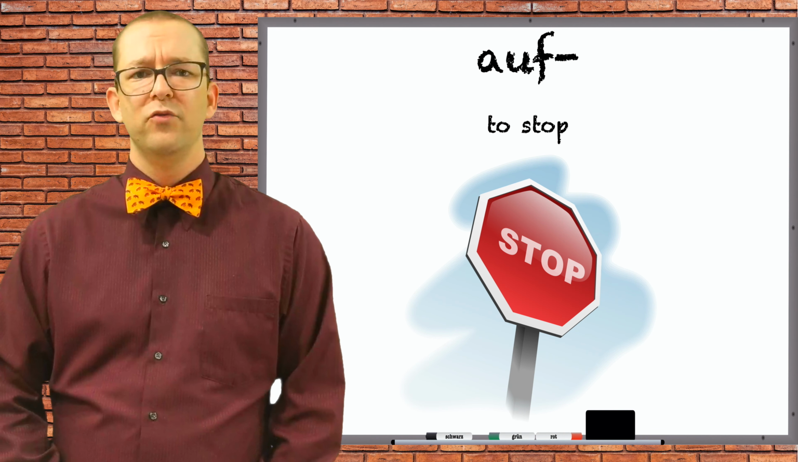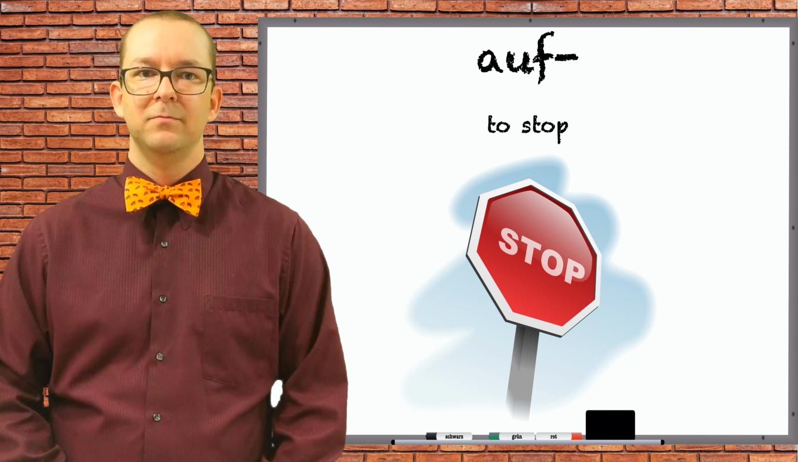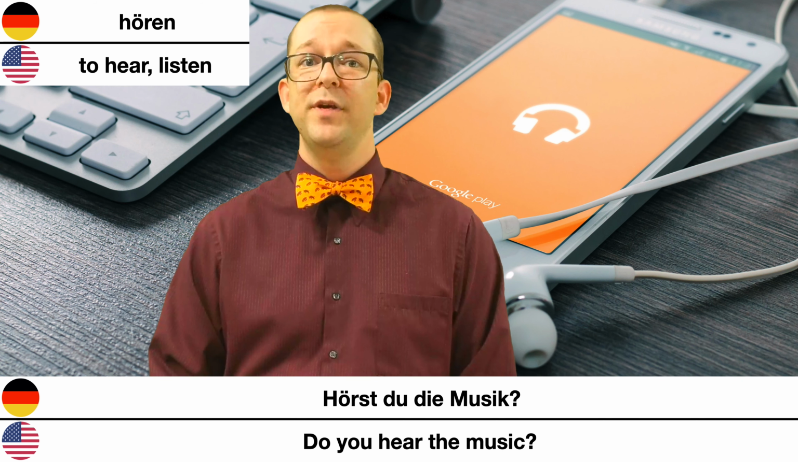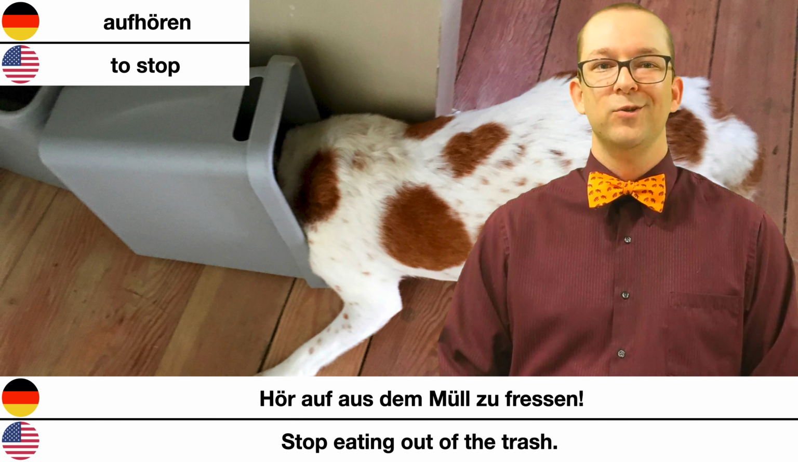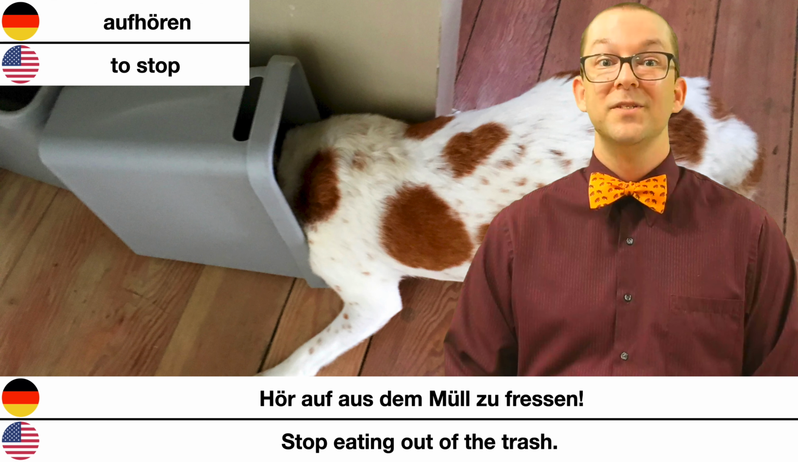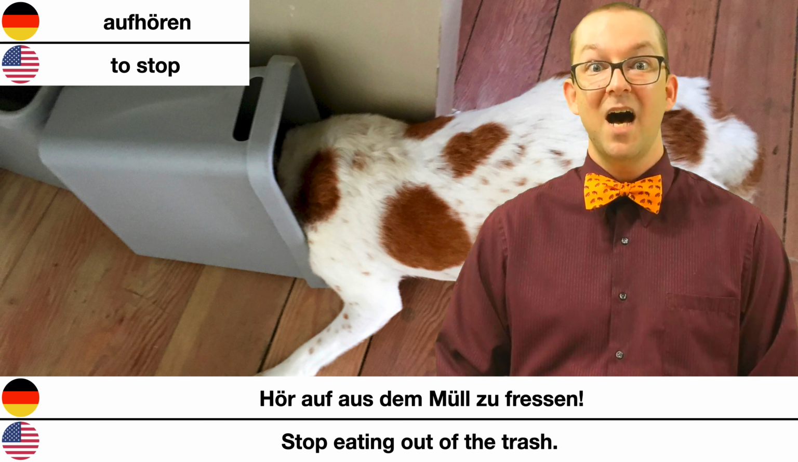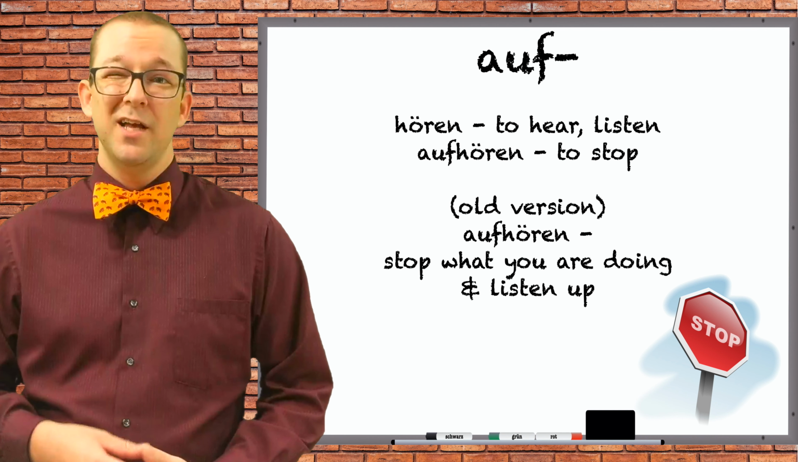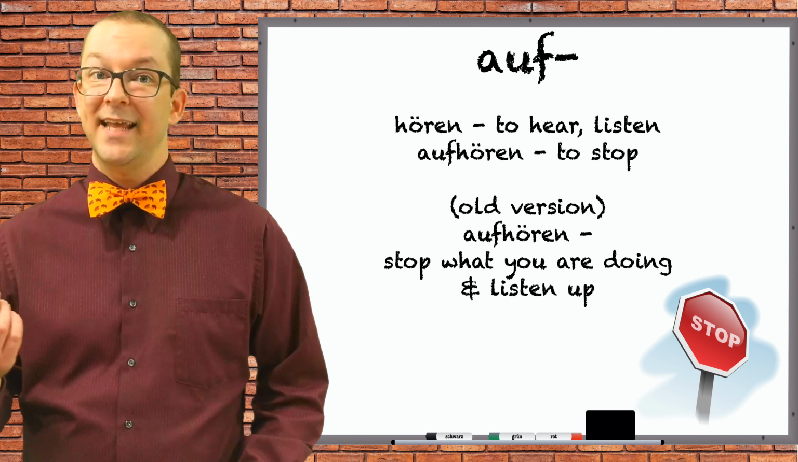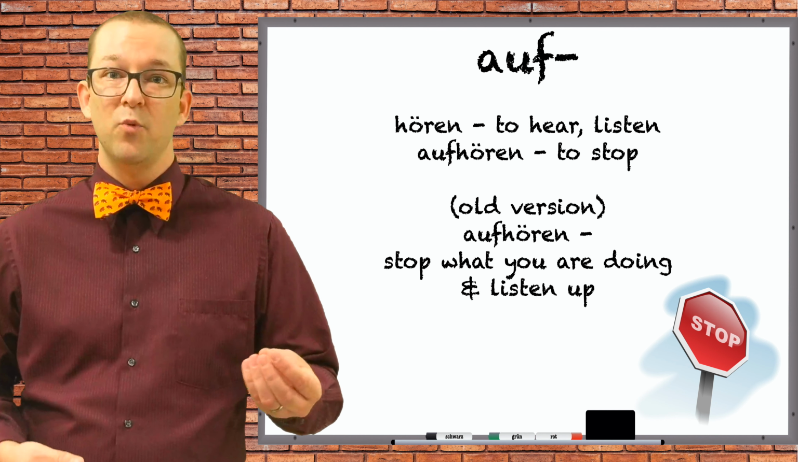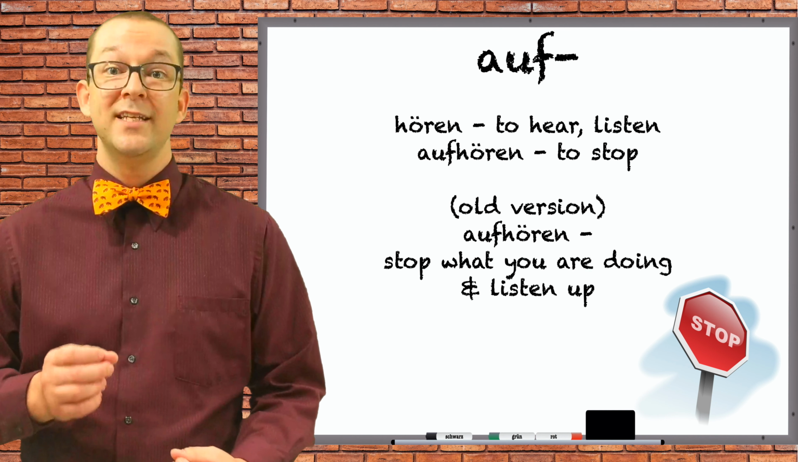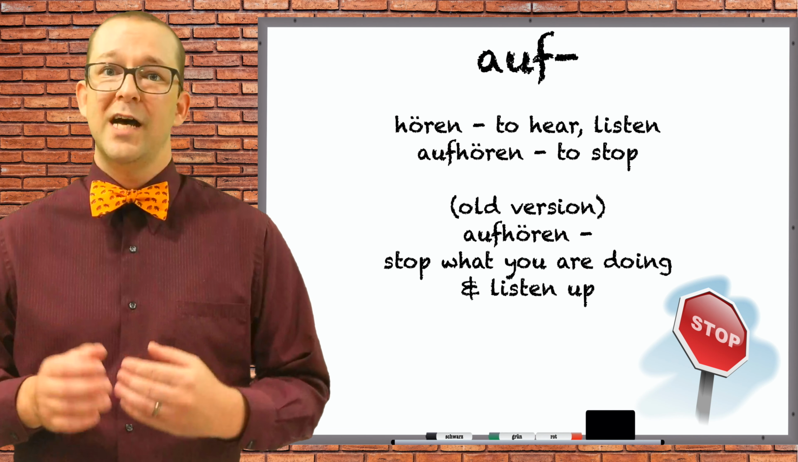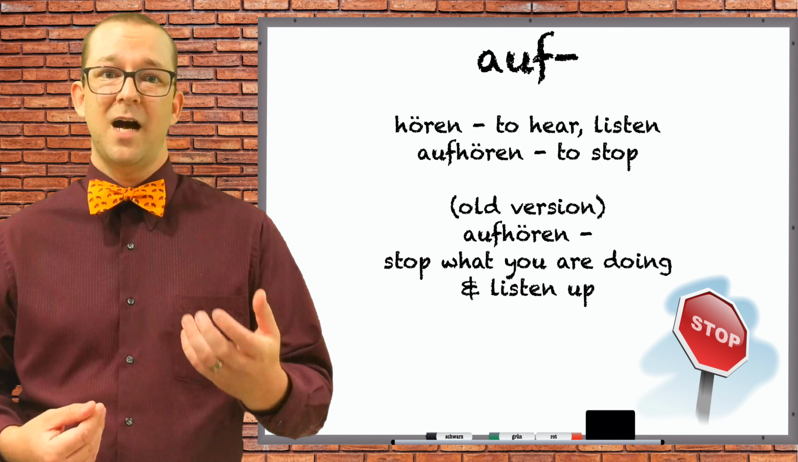The last use of auf is for stopping actions. For example, hören, to hear or listen. Hörst du die Musik? Do you hear the music? Aufhören, to stop. Hör auf, aus dem Müll zu fressen. Stop eating out of the trash. This verb is often confusing for learners as well, as it no longer has the meaning listen in it at all, and it only is left with stop, which is incredibly confusing. The reasoning is simple. It used to be, stop what you're doing and listen up. Over time, the listening part dropped out and the stop part remained.